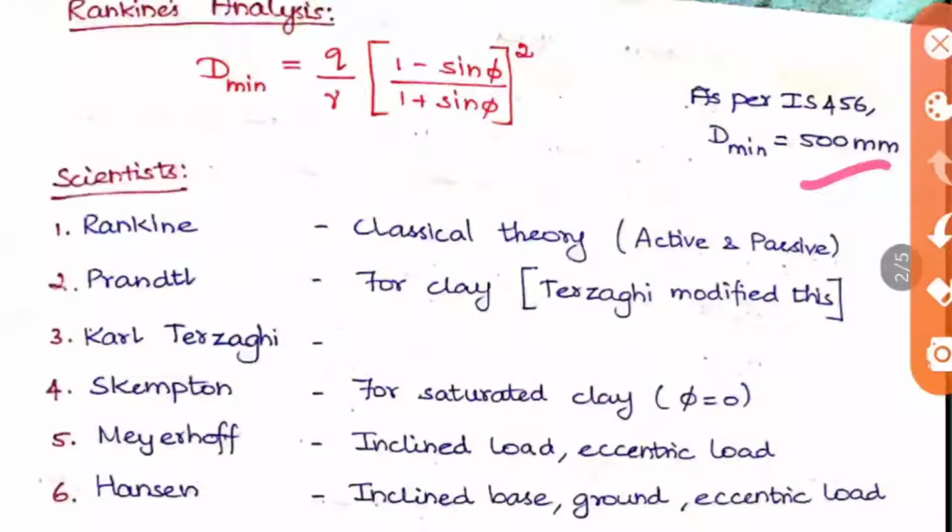And then it is Prandtl, which is specifically used for clay, and this was modified by Terzaghi later. The third is Terzaghi's theory, which we will see in detail. And then Skempton's theory. Skempton we have already seen, used for finding the pore pressure. Here they say that this method is claimed especially for saturated clay. And then the Meyerhof method, by which the safe bearing capacity for inclined load and eccentric load has been found out. And in the Hansen method, the inclined base, ground and eccentric load he has found.